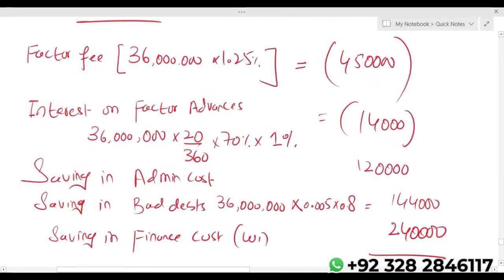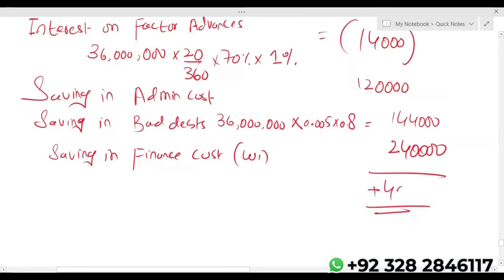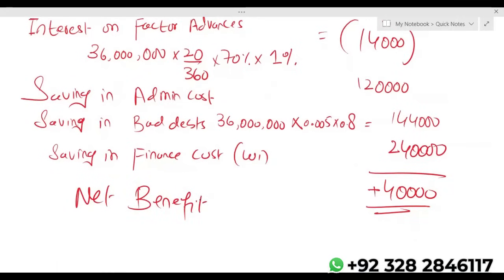So let's see, if there's a net benefit, we should hire the factor. If there's a net cost, we should not be hiring the factor. Minus 4,50,000 minus 14,000 plus 120 plus 144 plus 2,40,000. Students, I'm getting positive 40. Net benefit. So since there's a net benefit, we should be hiring the factor. Otherwise, if there was net cost, decision would have been different.